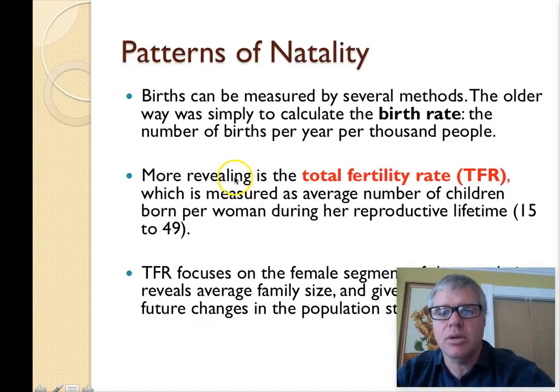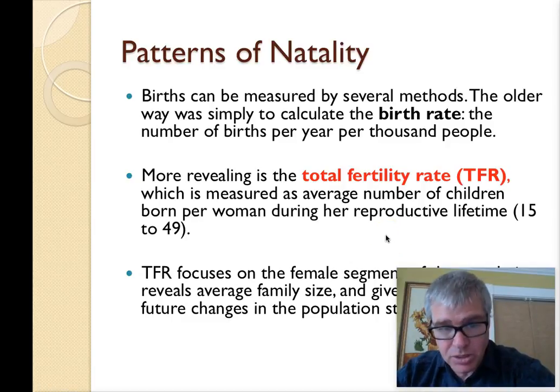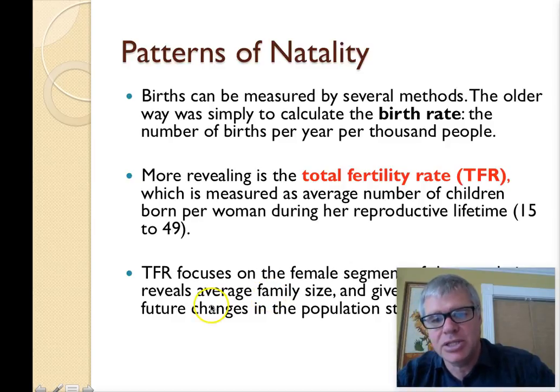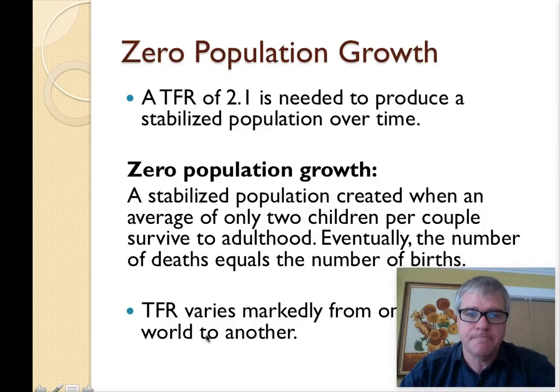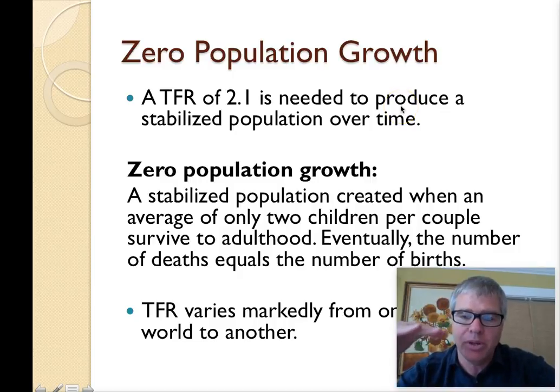What is much more revealing as a statistic, and one used by most people in the population field, is TFR, or total fertility rate. That's measured as the average number of children born per woman during her reproductive lifetime. This gives you a much better indication of what's going on with the population. TFR focuses on the female segment of the population, reveals average family size, and gives an indication of future changes in population structure. A total fertility rate of 2.1 is needed to produce a stable, zero growth population over time.